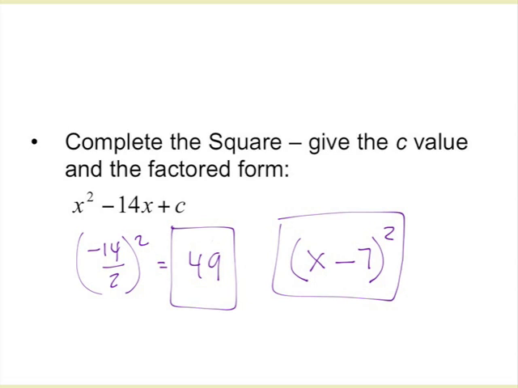Why is it 49? I was just saying this. 14 divided by 2 is 7. 7 squared is 49. Oh, this one actually divided out evenly. We've had a lot of fractions lately because we had an odd b value. When we have an even b value, we should actually divide it out.